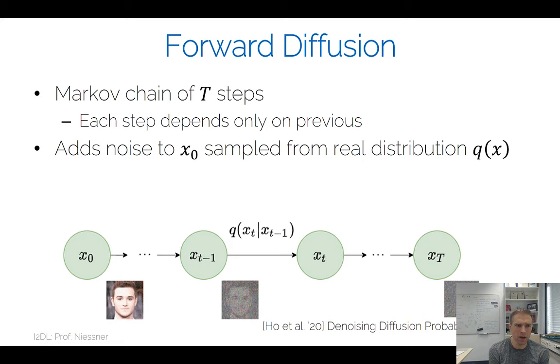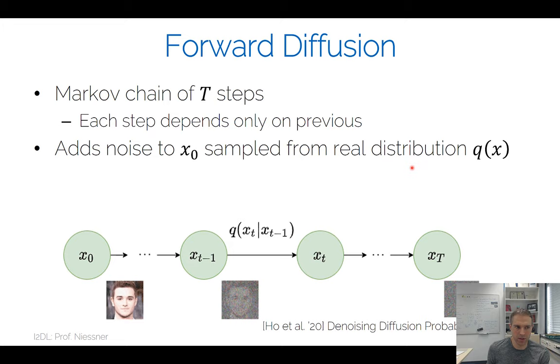Okay, so how does it work? First we have this forward diffusion step. The idea here is a Markov assumption, which means each step only depends on the previous step. This is basically what this Q is. Q is a real distribution, which means you take x_{t-1} as input and predict x_t. Given the current state, you sample the next noise state. This is just adding noise.